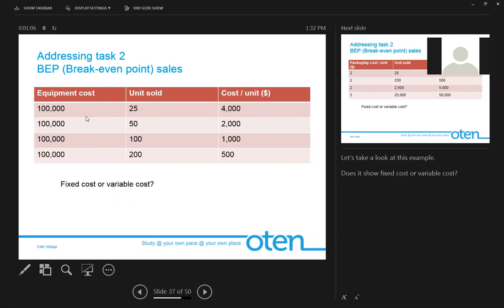So here you are looking at the total cost is the committed cost. We still have to pay for it. We can't go back to the supplier of the machine and say, "Hey, I can only sell 25 units. Can I just pay $4,000?" We can't do that because it is committed cost.